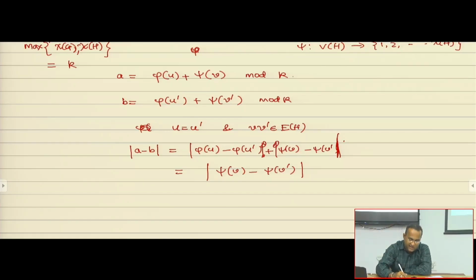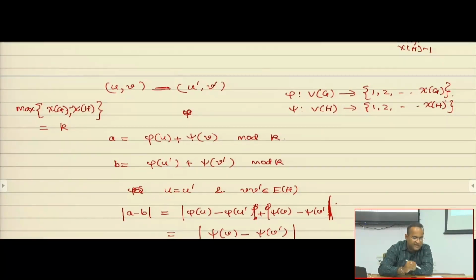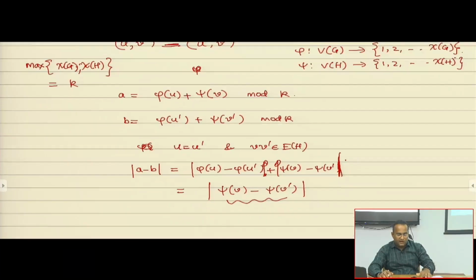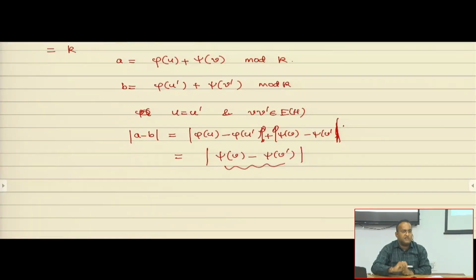So it is basically the modulus we are taking, so they are not equal. That means they are going to fall in different color classes. So because of that, if these two are adjacent, u and v and u dash and v dash, then they are receiving different colors. And this difference, how much will it be?